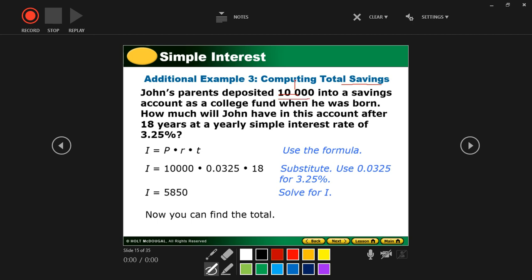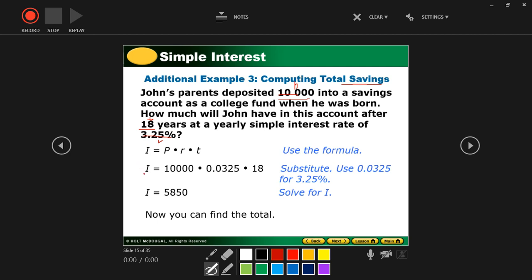So this will be our principal, no? How much will John have in this account after 18 years? So our time is 18 years. Our rate of interest is 3.25%. So if John's parents deposited 10,000 for his tuition or college fund, after 18 years, how much will he receive with the rate of interest of 3.25? So we use our formula again, no?